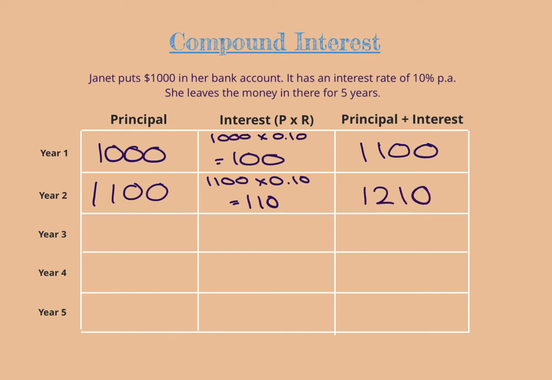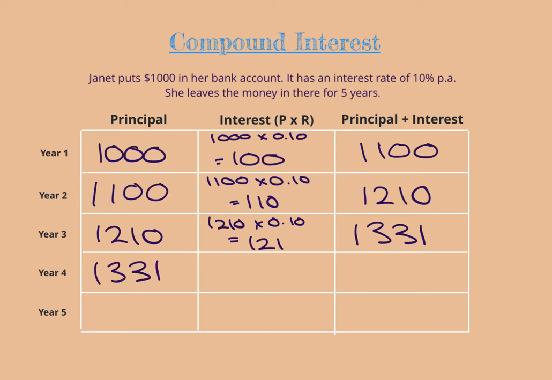$1,210. So then at the start of the third year, she's got $1,210 sitting in her bank account. She's going to be earning 10% on that. So 1,210 times 0.10. She's going to earn $121 in interest in her third year. So that means at the end of her third year, she'll have $1,331 in her bank account. Cool. So at the start of the fourth year, that's right, you guessed it, she'll have $1,331. She'll earn 10% on that, 1,331 times 0.10.